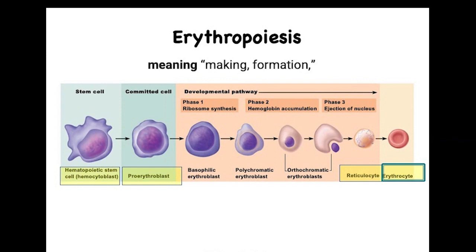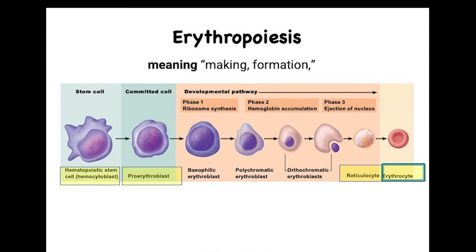the polychromatic erythroblast. Finally, when you get to the orthochromatic erythroblast, the nucleus is ejected. Recall from lab that mature red blood cells are anucleate, meaning they don't have a nucleus. So they eject the nucleus. When they eject the nucleus, they become a reticulocyte. This is the cell that then enters into the blood vessel. Reticulocytes will mature into erythrocytes in about 2 days or less.